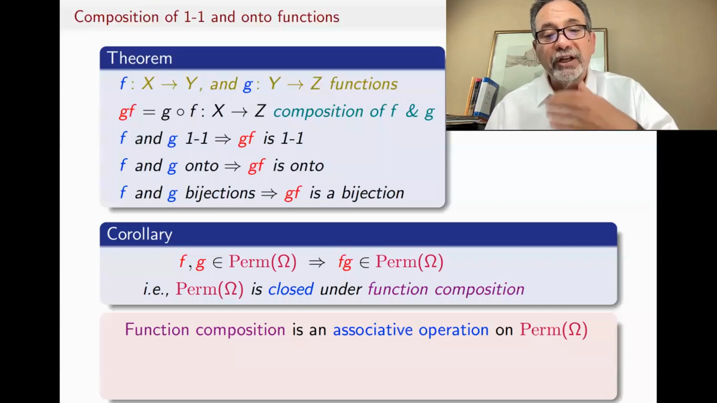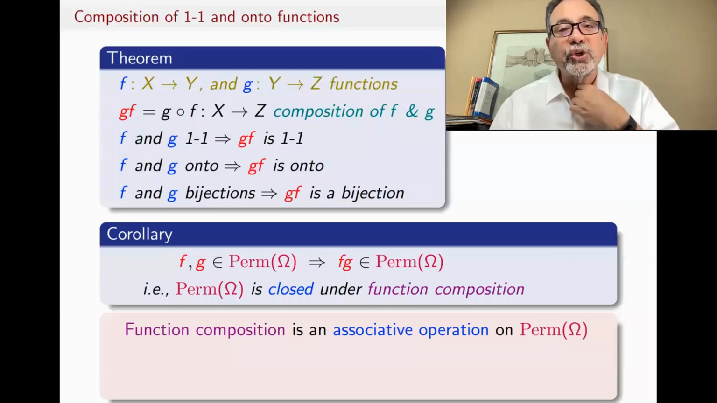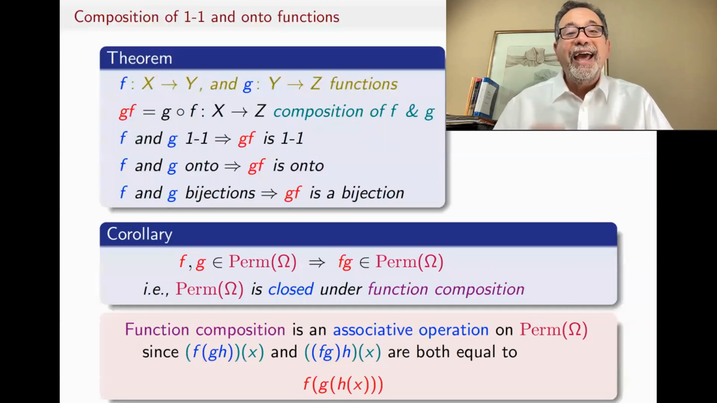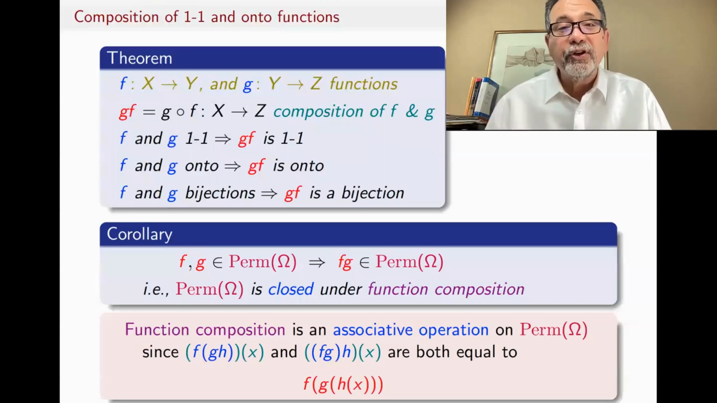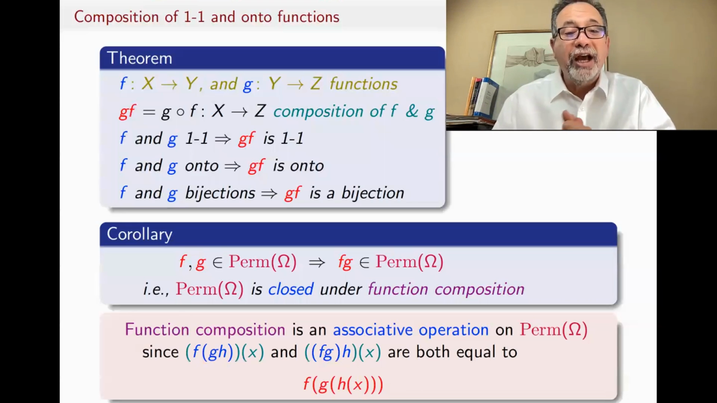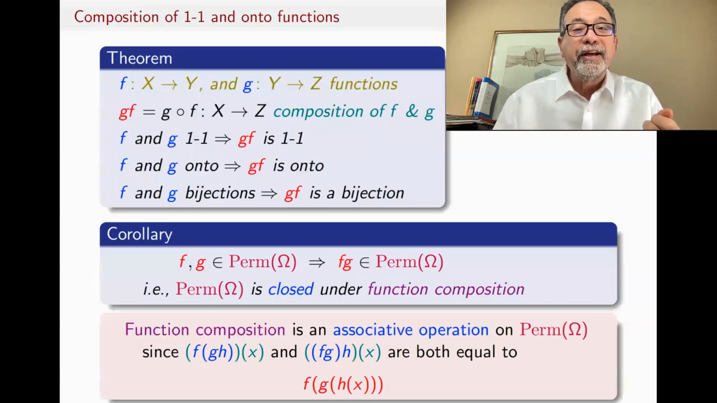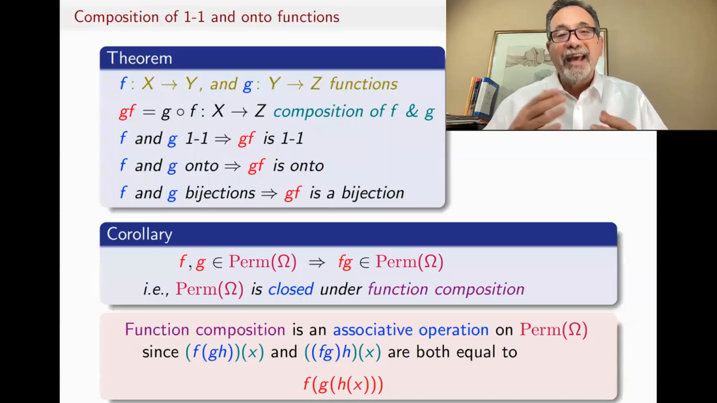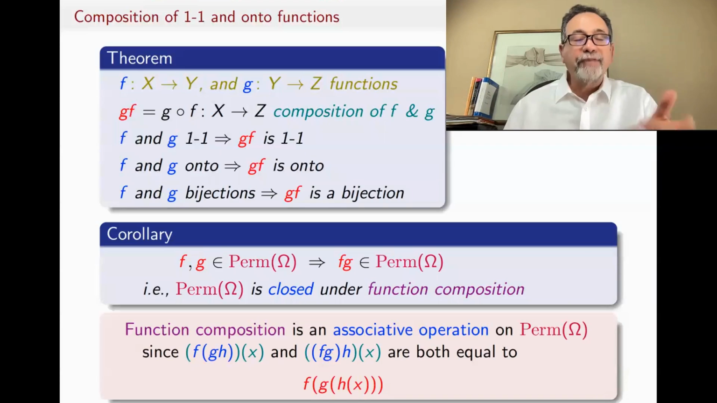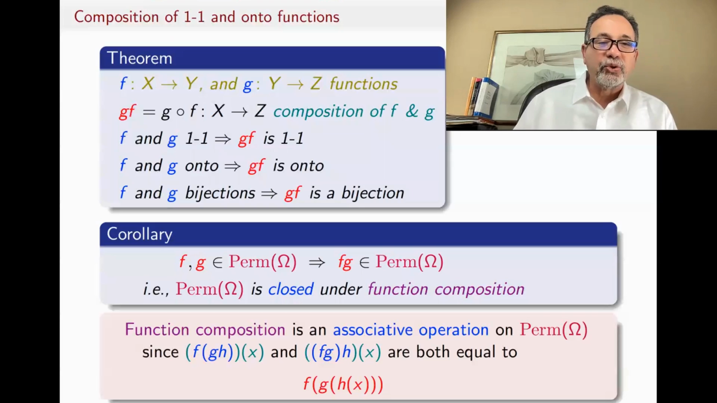Perm omega is closed under function composition. It's also associative. If you do f times gh, or if you do fg times h, I claim those are the same. How would I know if they're the same or not? Well, I've got to apply them to an element, see if they send them to the same place or not. Whether you do (fg)h applied to x or f(gh) applied to x, at the end of the day, what you're going to get is f of g of h of x. You have to write down a line or two, but that's associativity.